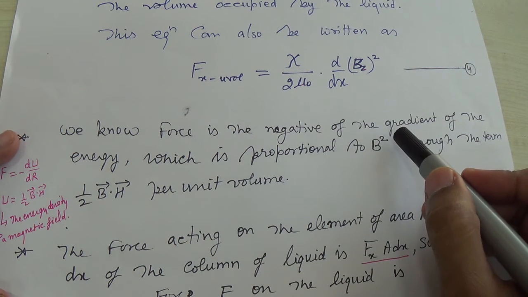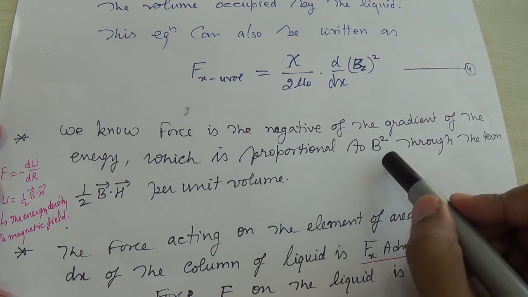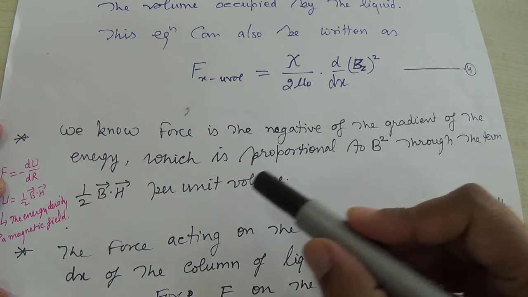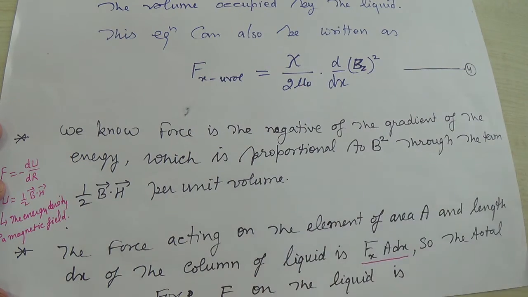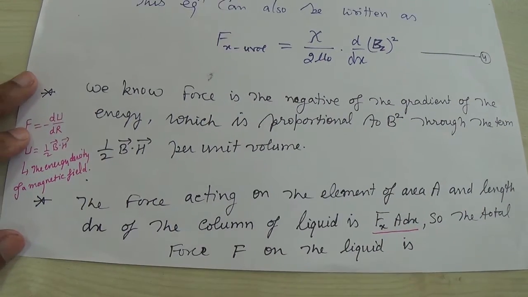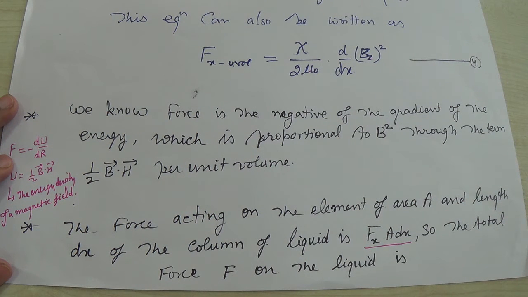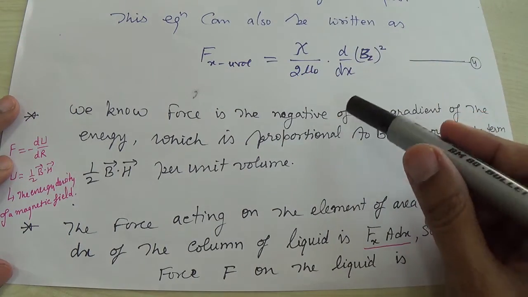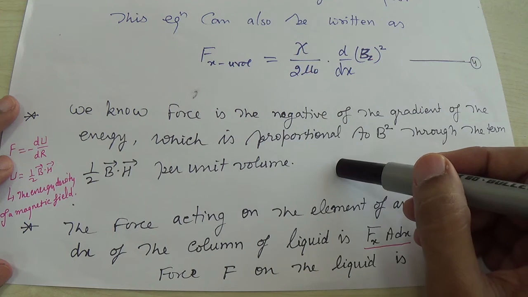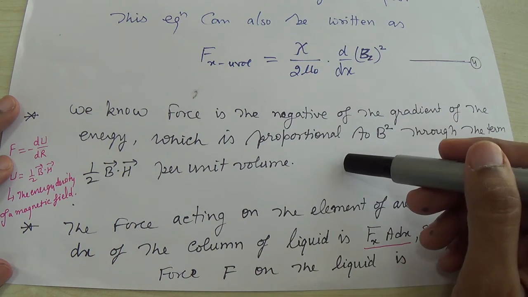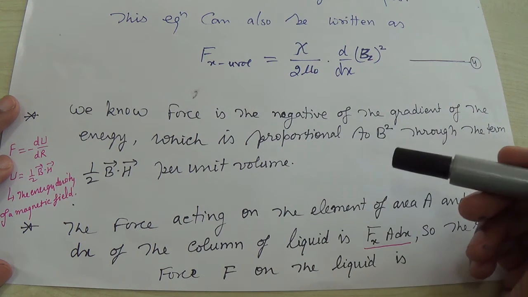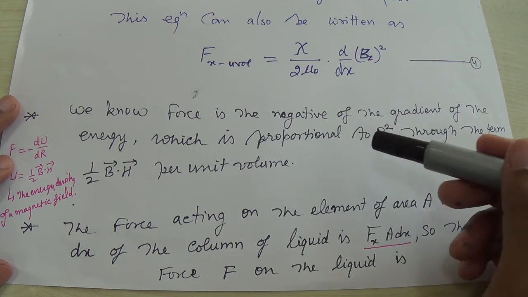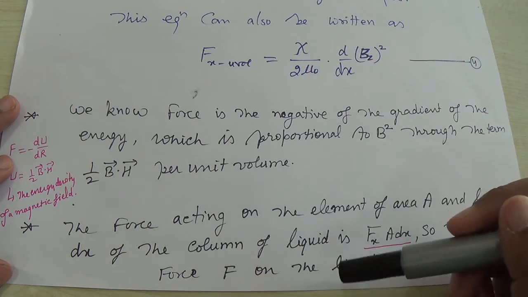So this force is directly proportional to B square through the term 1 by 2 B dot H per unit volume. So in this particular case, where we are trying to find out the force on a magnetic dipole per unit volume, that is basically this one. And right now from this statement we are saying that one can derive this result, or the force, from the energy also, where force is defined as the negative of the gradient of the particular energy, right?